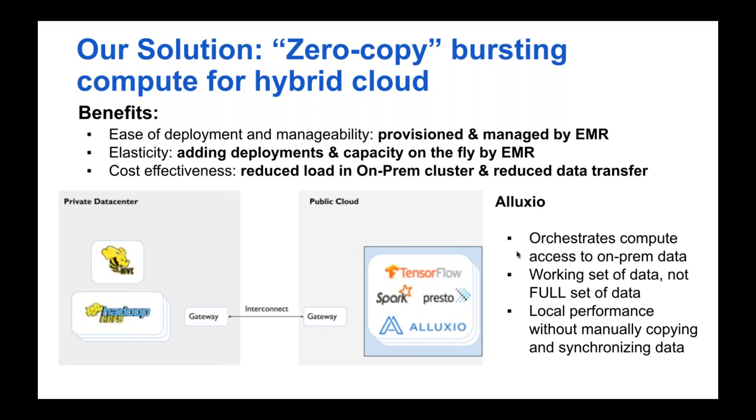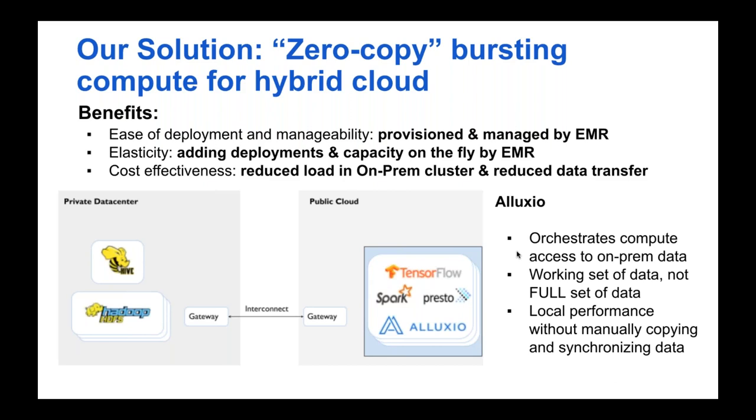Okay. So which brings us to this zero copy bursting compute for hybrid cloud solution. Basically, we can first keep our HDFS on-premise because it may take a long time to move our data and that's not tolerable. But moving the compute side to the public cloud may be much easier, considering that the difficulty of creating the compute cluster is basically how to install and configure those frameworks, like Presto, Spark, or Alluxio. All those things are provisioned and managed by AWS EMR, or something like Google Dataproc. So AWS EMR and GCP Google Cloud can help us take care of the installation and the configuring part.